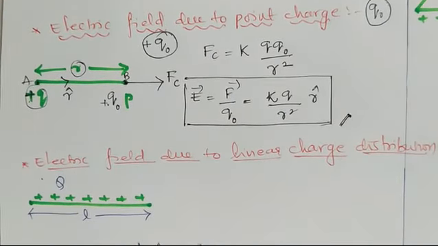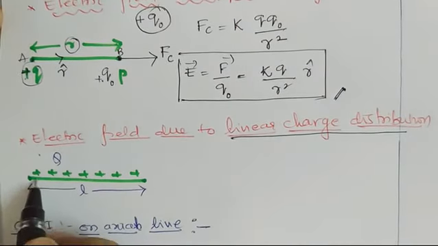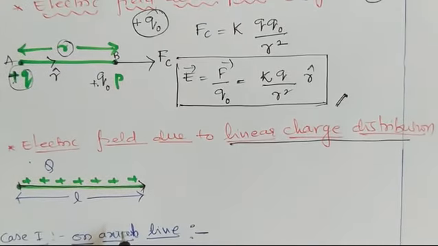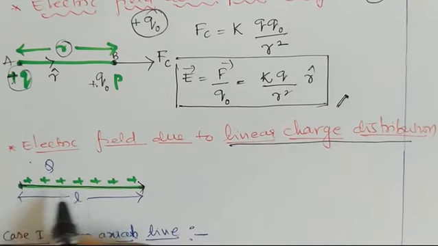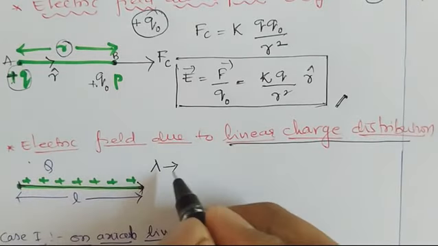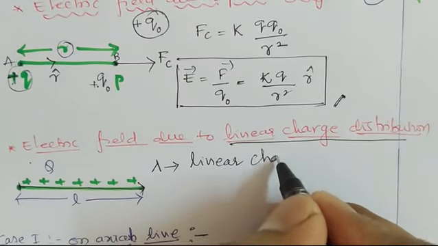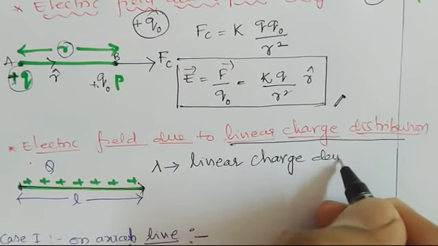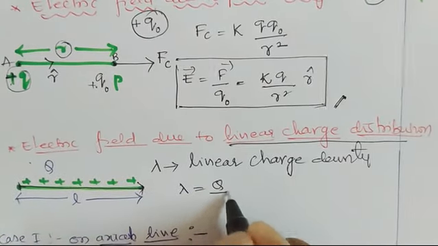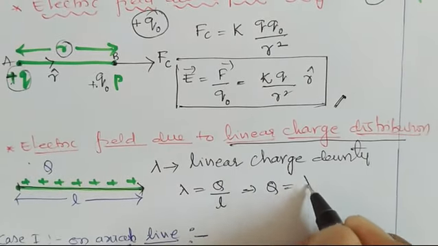Now see electric field due to linear charge distribution. If a charge is distributed along the length of a conductor or insulator, anything, then what will be the electric field due to this distribution? Before that we have one term, this is lambda. Lambda is called as what? Linear charge density, right? Linear charge density is total charge per unit length. So the charge can be written as what? Lambda into L.